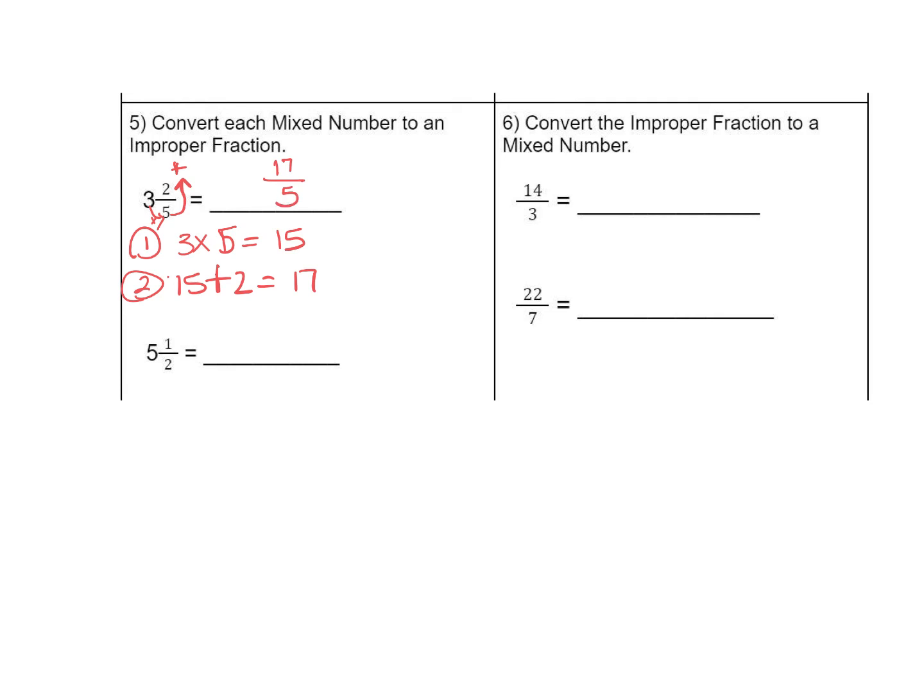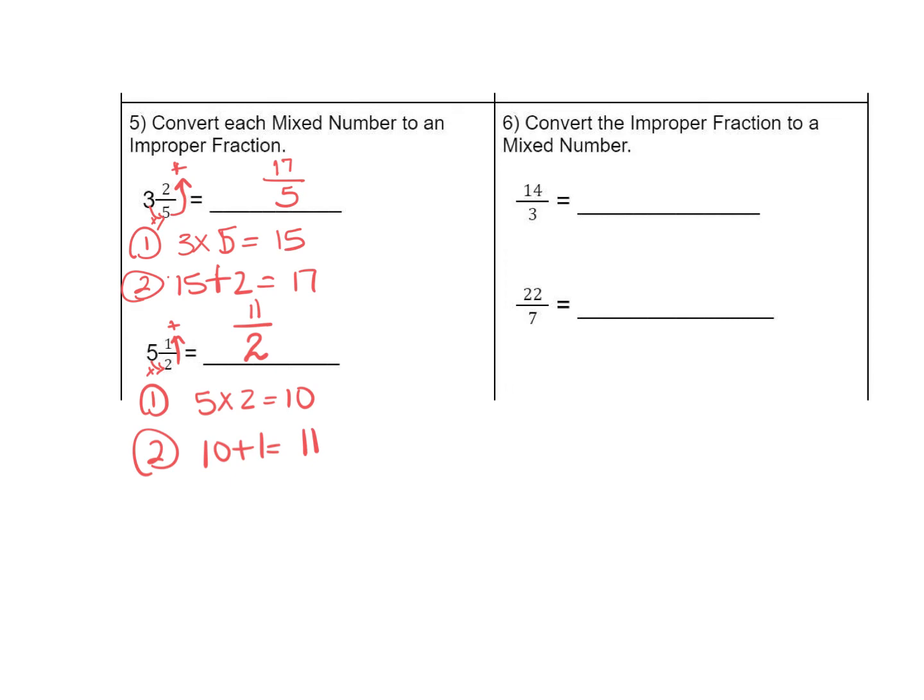Okay, so again, we're going to go step 1. We're going to multiply the whole number times the denominator. So I'm going to say 5 times 2, that's equal to 10. Then I'm going to add up. So I'm going to take the answer and add the numerator. So 10 plus 1 is going to give me 11. So my new numerator is 11, and my denominator stays the same, so it should be 11/2. That is moving from a mixed number to an improper fraction.